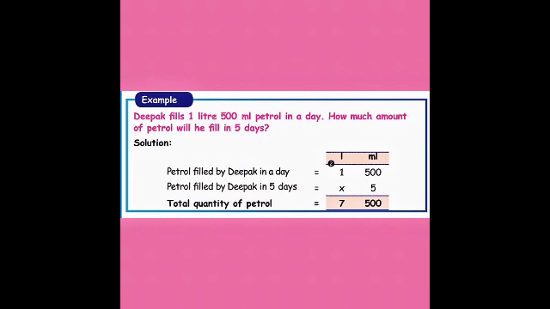Petrol filled by Deepak in 5 days is equal to 1 liter 500 milliliter multiplied by 5. 5 5s are 25, balance 2, 5 1s are 5, 5 plus 2, 7. The total quantity of petrol used in 5 days is 7 liter 500 milliliter. Let's move on to the next division sum.